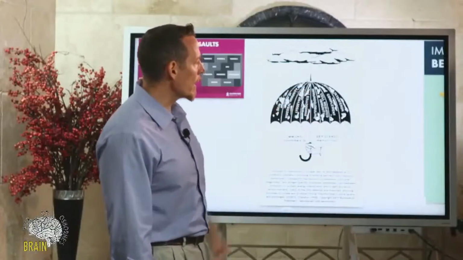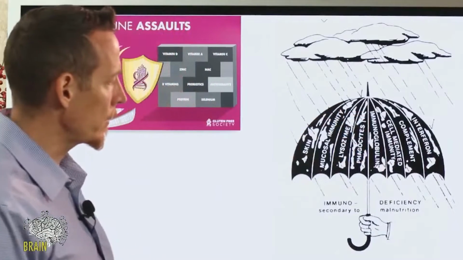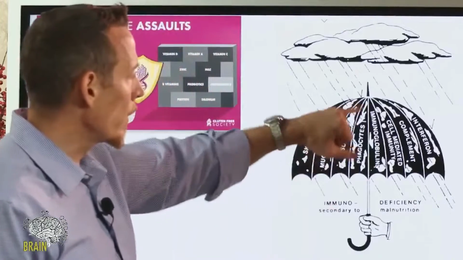We've got antibodies or immunoglobulins. If you've heard that term antibody, that's what an immunoglobulin is. And so we've got several of those. We've got IgG, we've got IgA and IgM. So very, very important immunoglobulins.